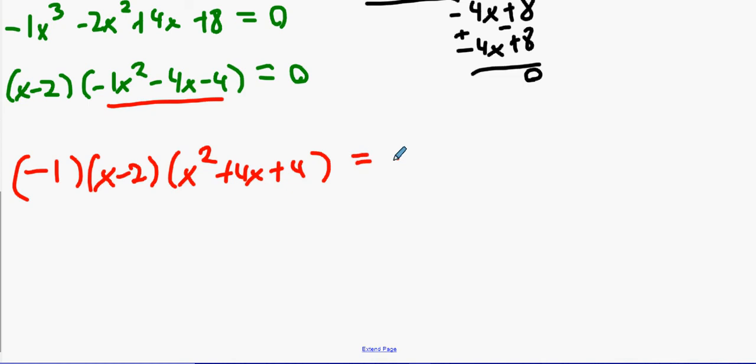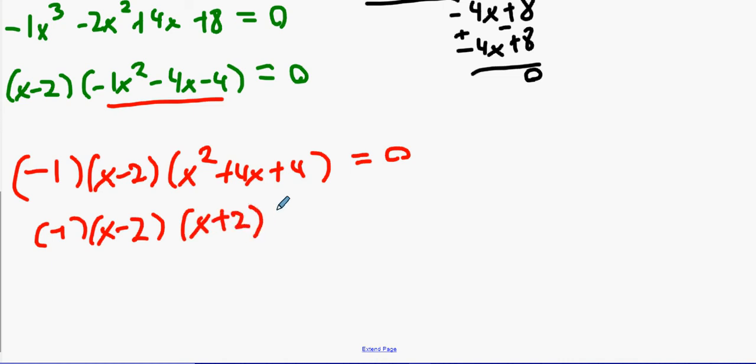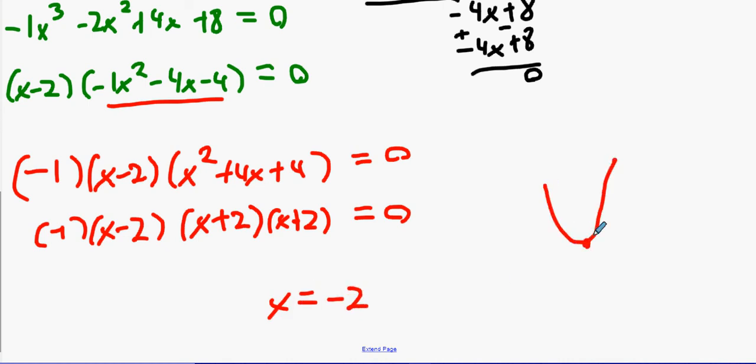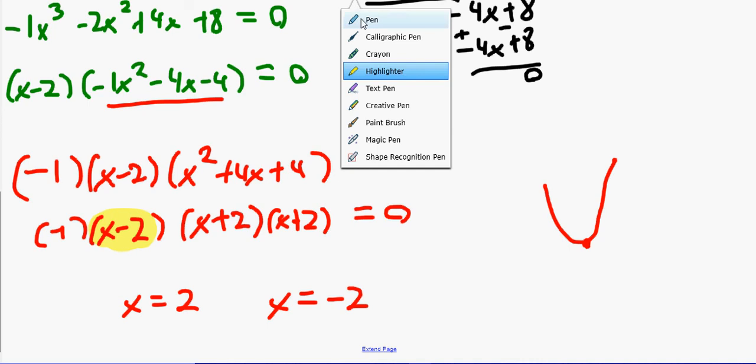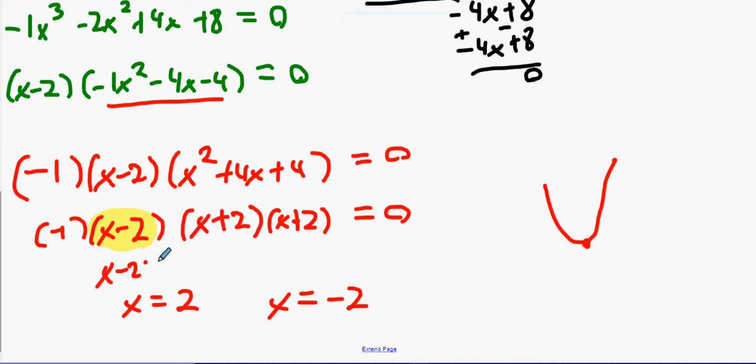Okay? Now, when we factorize this, it's going to be minus 1, x minus 2, and this is actually going to be x plus 2 twice, which means that it's a repeated root, which means it touches the axis and goes back up again. Okay, and this is going to be x equals 2. So you're solving these roots here. That's x minus 2 equals 0. That results in x equals 2. And then that's x plus 2 equals 0, results in x equals minus 2.